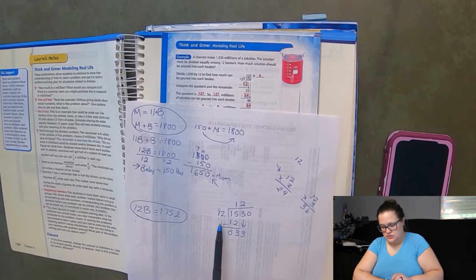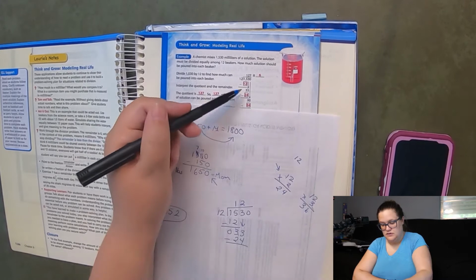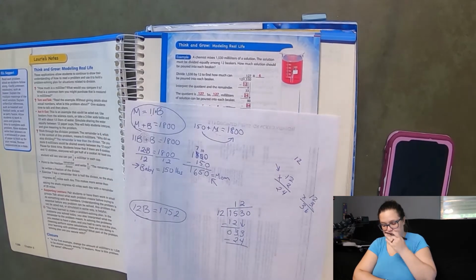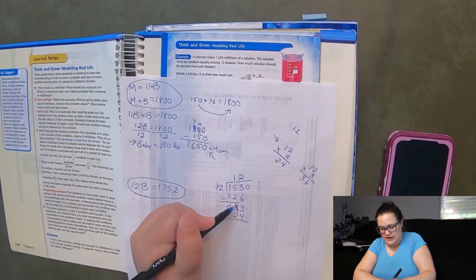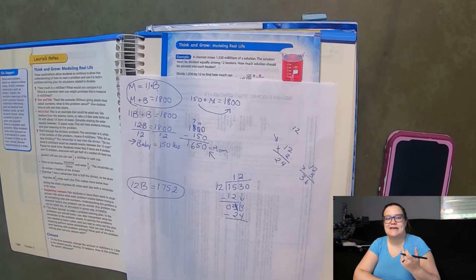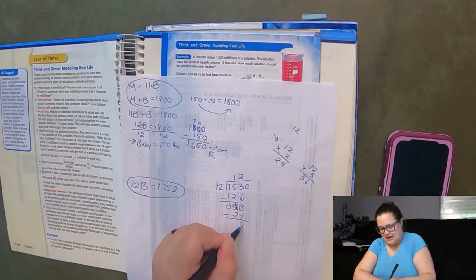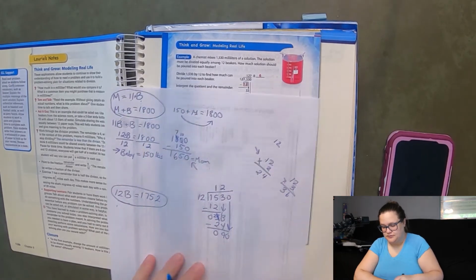So 12 times 2 is 24. So 33 minus 24. So we're going to subtract. You cannot do 3 minus 4, so we have to take one from here. Turn that into a 2. That's a 13 now. 13 minus 4 is 9. 2 minus 2 is 0. Bring down our 0. Okay.